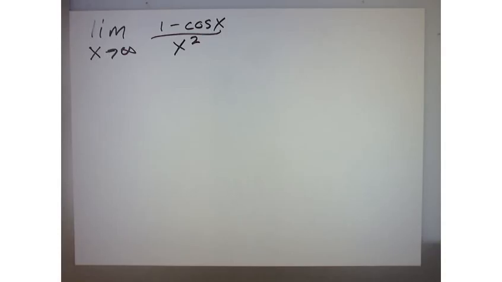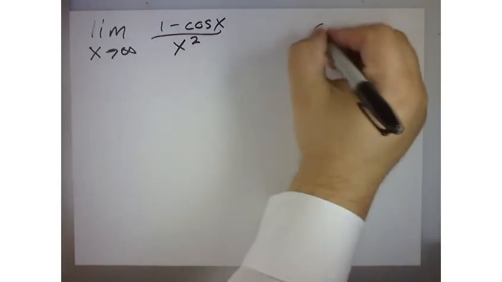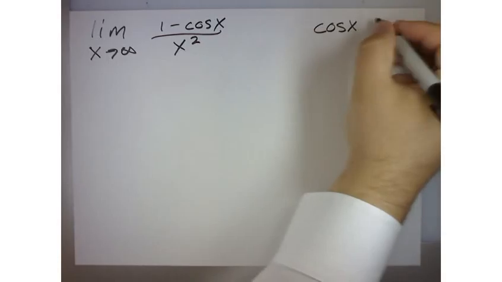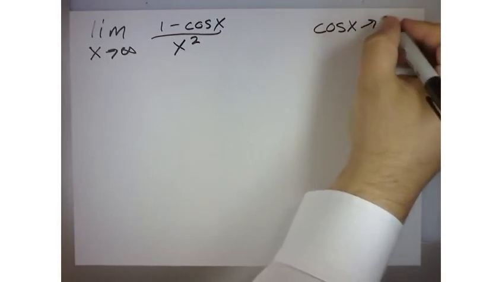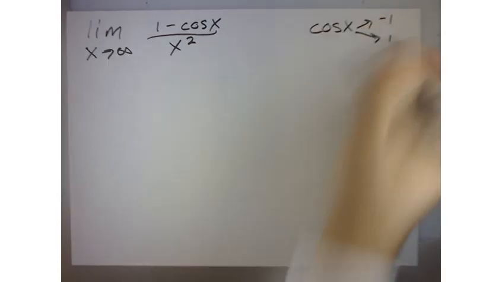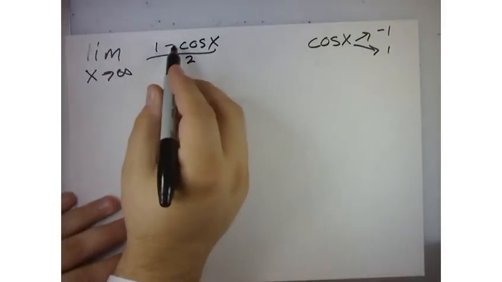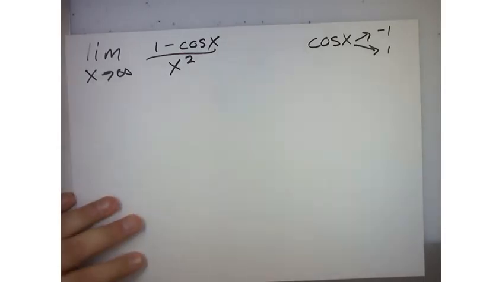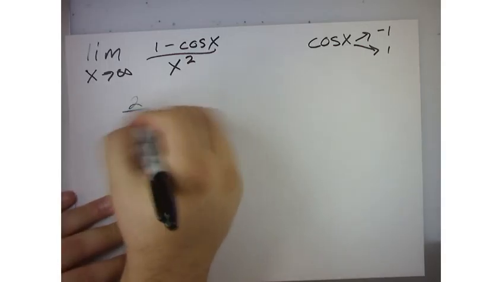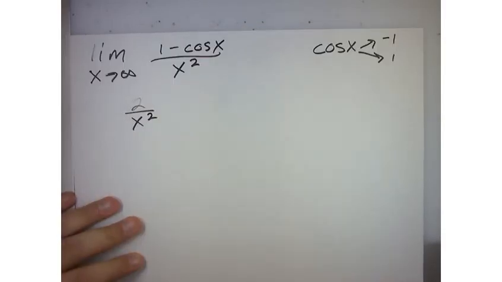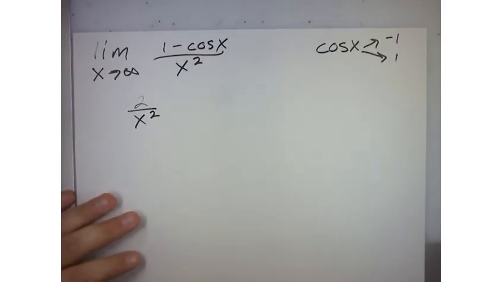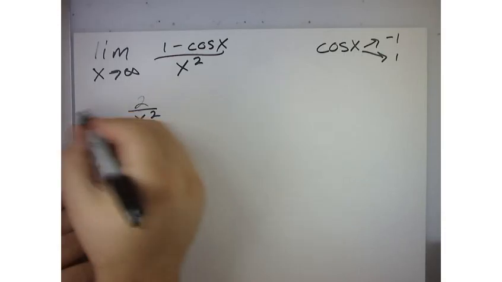So the sandwich theorem, basically what we're going to look at is cosine. Well, cosine of x has a range that goes from -1 to 1. So the lower boundary, what would be the lowest value? 1 minus -1 would be 2 over x, right? So I could say 2 over x. And then what would be the opposite of that? 0 over x, right?